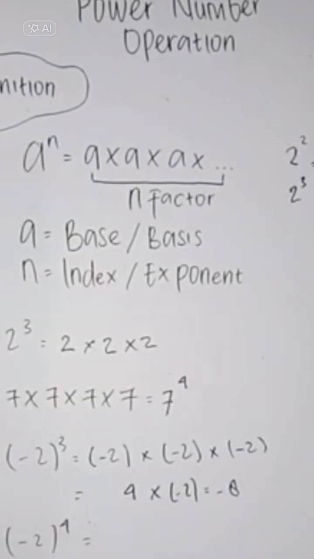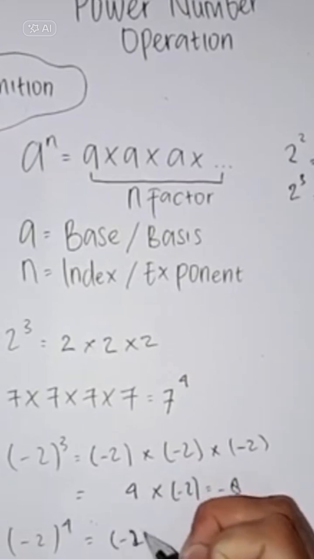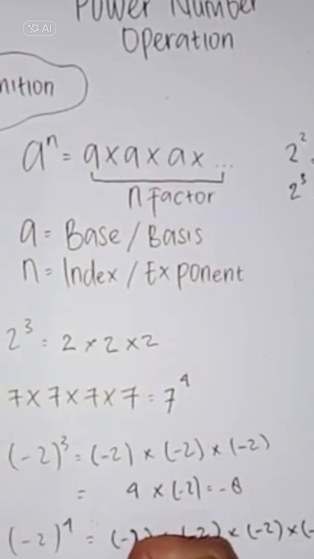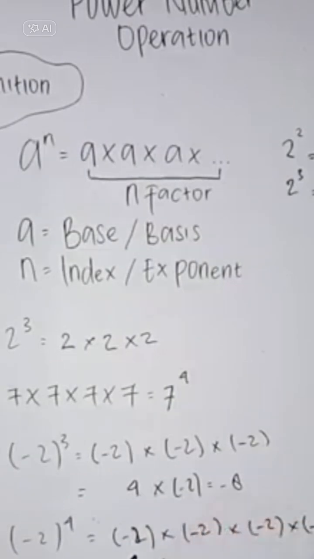On the other hand, if a negative number is raised to an even power, it will produce a positive number. For example, we have negative 2 to the power of 4. It means negative 2 times negative 2 times negative 2 times negative 2. Negative 2 times negative 2 equals 4, 4 times 4 is 16.